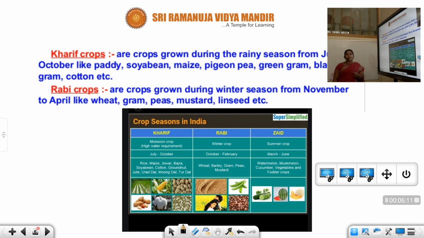And see students, in India we have basically two different types of crops. The reason is that India is a tropical country, so there are no even climatic conditions or temperature throughout the country. For example, in one state temperatures are different from the next state. There are basically two types of crops, students: Kharif and Rabi crops.